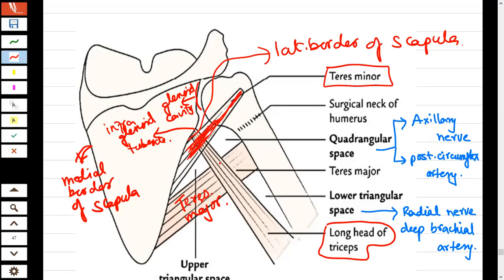Now see here, when this triceps is going here, it is forming one quadrangular space. It is forming this triangular space and this triangular space. Now this quadrangular space and triangular space are very important. Okay. So we will draw this diagram ourselves now.